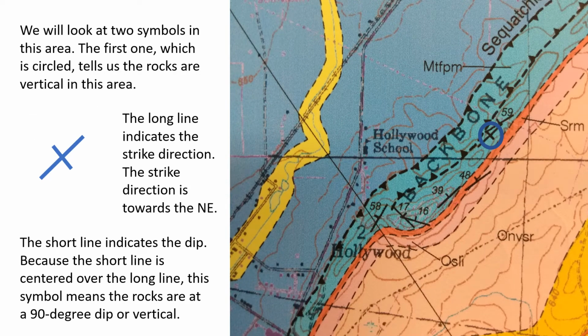We are going to find the strike for 2 symbols in this area. The dip for each is already indicated on the map. The first symbol on the map has a long line with a shorter line perpendicular to it. The long line indicates the strike direction, which is towards the northeast. The short line indicates the dip. Because the short line is centered over the long line, this symbol means that the rocks are at a 90-degree dip or vertical. Let's find the strike.